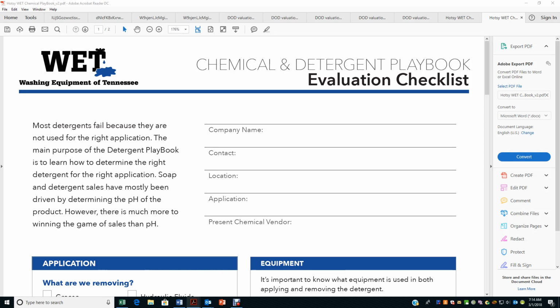What we're trying to do here is gather the correct information by application so that we can send that off to her. She will send back to you the actual detergent that fits the specification, the concentration and dilution of that chemical, the SDS sheets, as well as your cost from her and a cost to use that chemical in this application. So it's a very simple checklist.